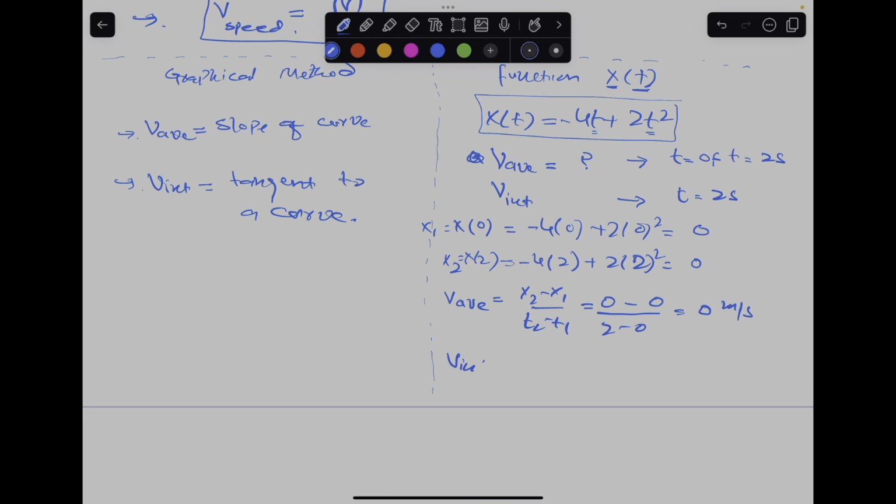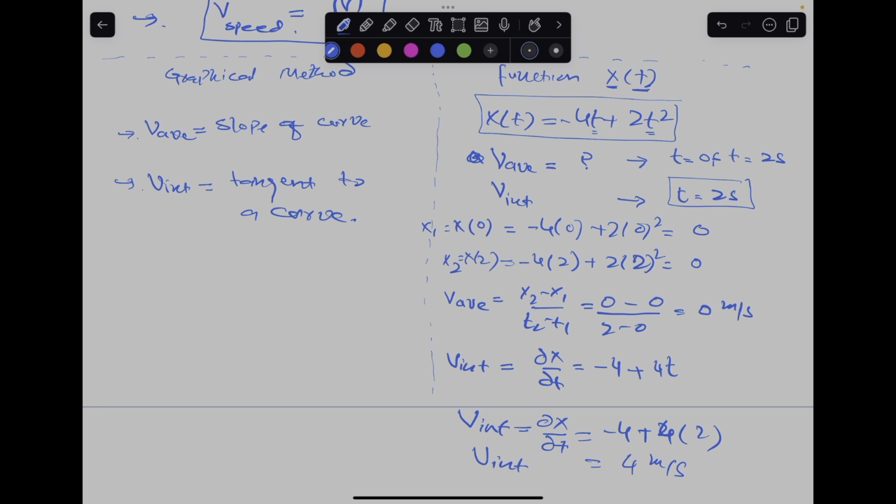V instantaneous is nothing but dx by dt, taking the first time derivative. So what is the time derivative? It is minus 4, since t has one derivative. Then you take the power rule, so 2 multiplied by 2 gives 4t. What you wanted was the instantaneous velocity at t equals 2 seconds. So just put in over here: v instantaneous, dx over dt, is minus 4 plus 4 into 2, which is 8, minus 4, which is 4 meter per second.